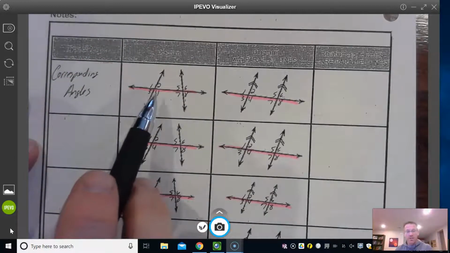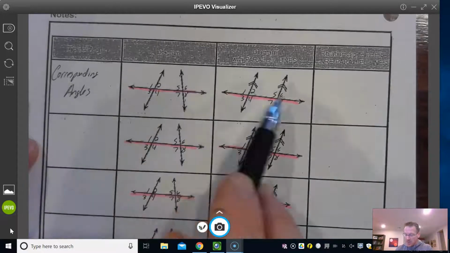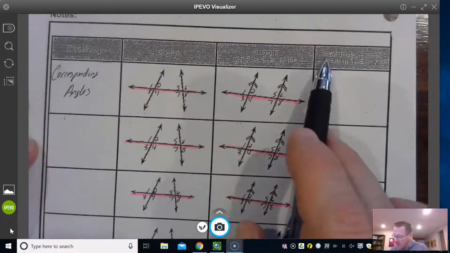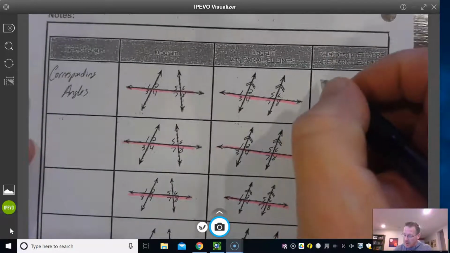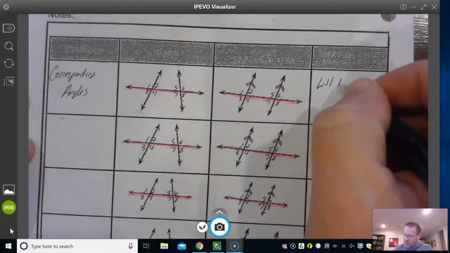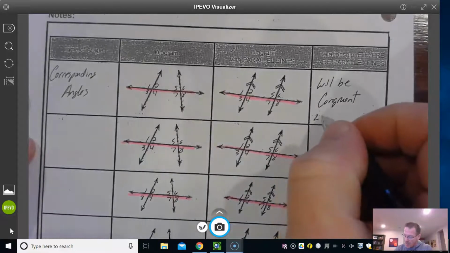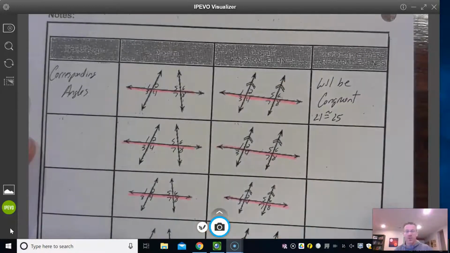Notice we can still identify them. So 1 and 5 are corresponding, 2 and 6 are corresponding. Identifying them doesn't change. Now, what you can't see here is the relationship if the lines are parallel. If the lines are parallel, what we know is that corresponding angles will always be congruent. So for example, angle 1 would be congruent to angle 5, and all pairs of corresponding angles will be congruent.